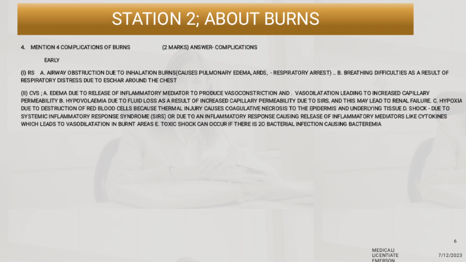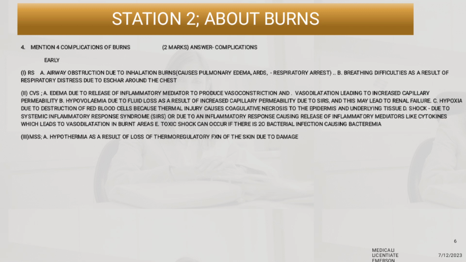Then it can lead to hypoxia due to destruction of red blood cells, because thermal injury causes coagulative necrosis to the epidermis and underlying tissue. Then D, you can have shock. Shock due to systemic inflammatory response syndrome, or an inflammatory response causing release of inflammatory mediators like cytokines, which lead to vasodilatation in burnt areas.